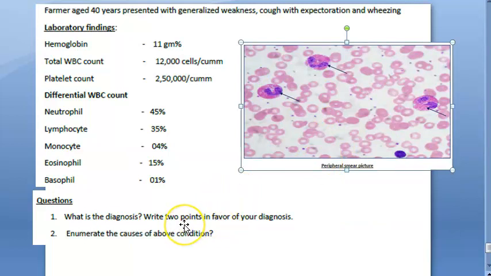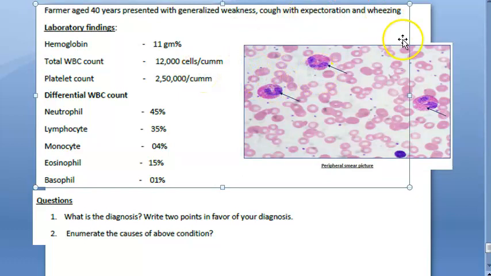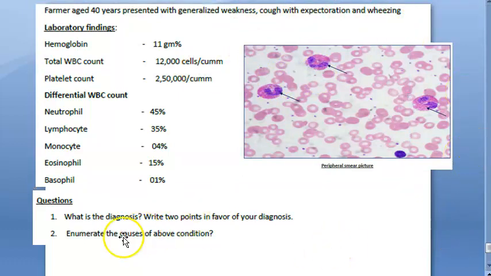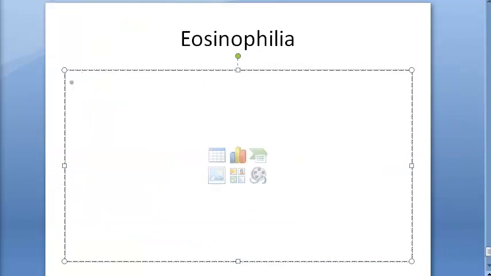Now what are the favors in diagnosis? Eosinophil count has increased, and the peripheral smear also shows eosinophil counts are more. He has wheezing. So what is the cause of the above condition? Eosinophilia. Eosinophilia refers to an increase in eosinophil count, if its absolute count is greater than 500 per microliter.